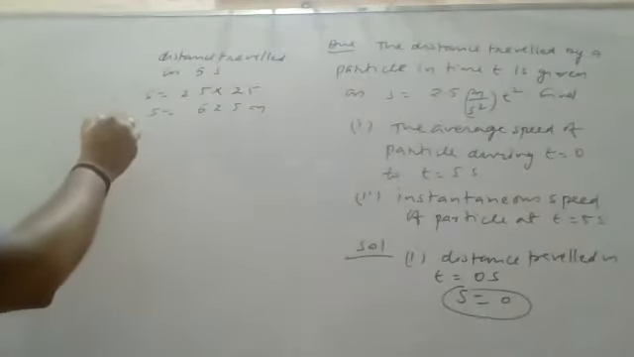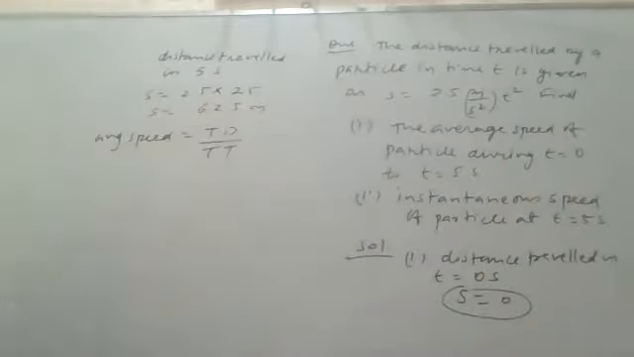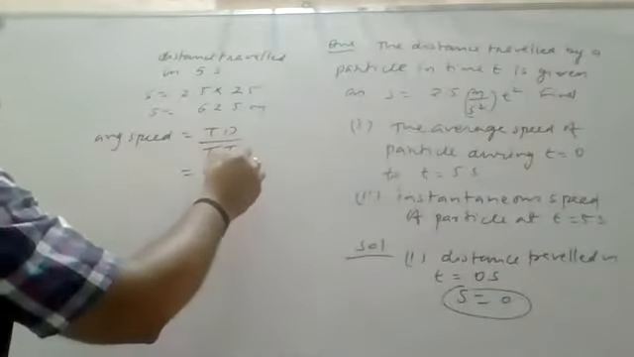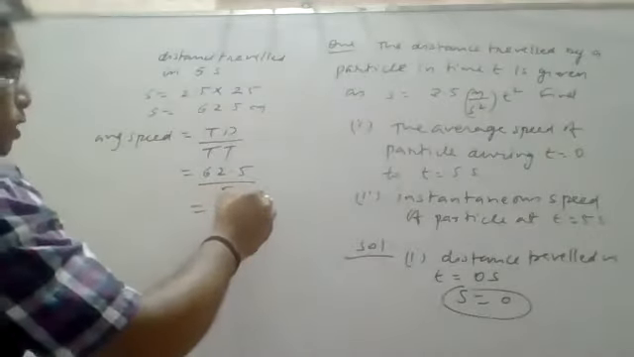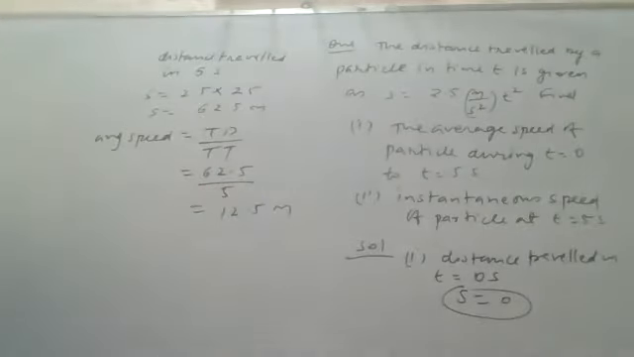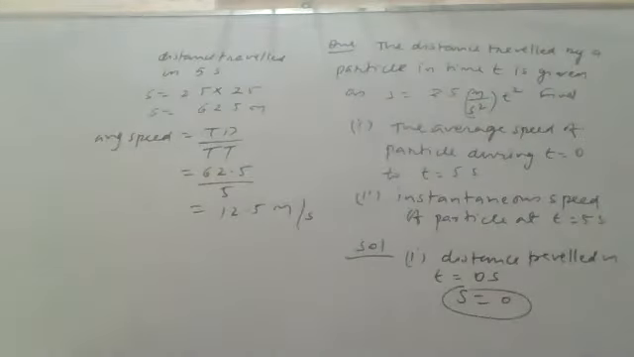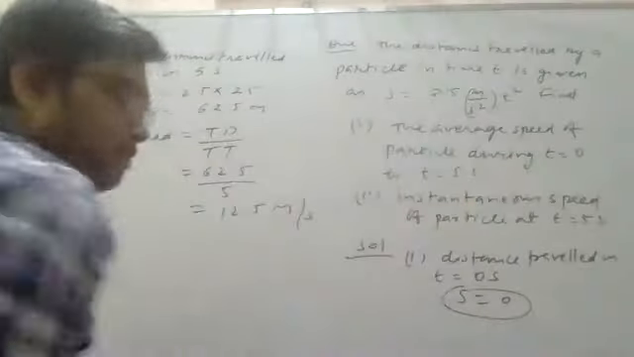So what is the average speed? Average speed is total distance by total time. Total distance is 62.5 plus 0, so 62.5. And my total time is 5. So the average speed is 12.5 meter per second.